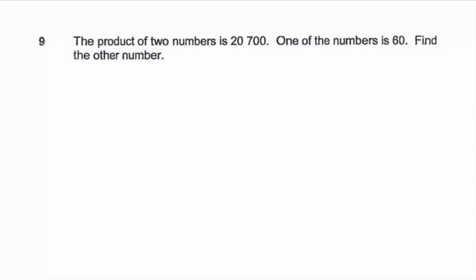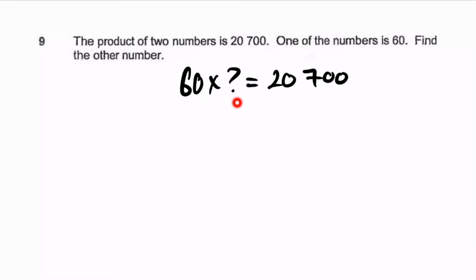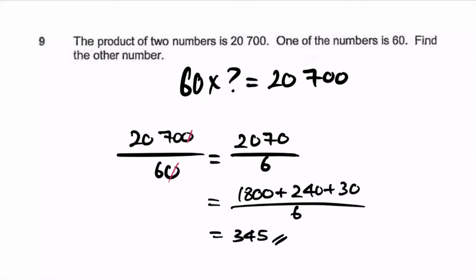Product. So when we look at product, we think of multiplication of 2 numbers is 20,700. So think of this as one of the numbers is 60, so 60 times a mysterious number is this. So what we can do to find the number is to use division. So we take 20,700 divided by 60. To simplify the problem, we can cancel 1 zero each from the top and bottom, leaving us with this.